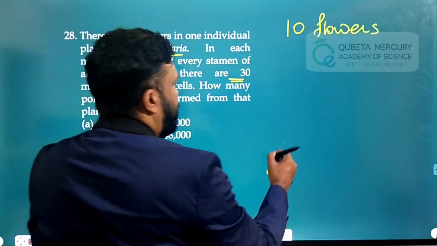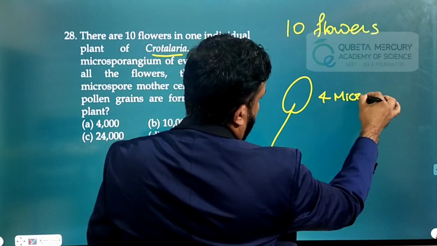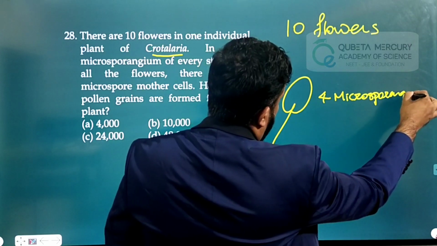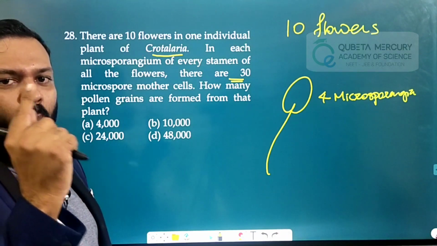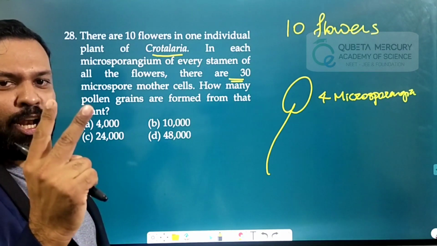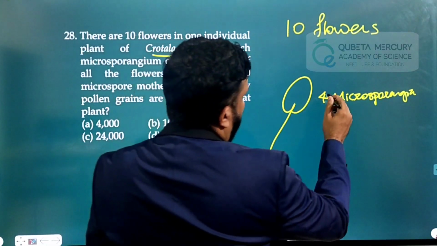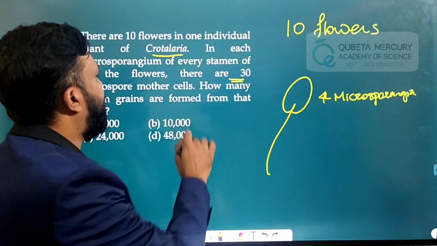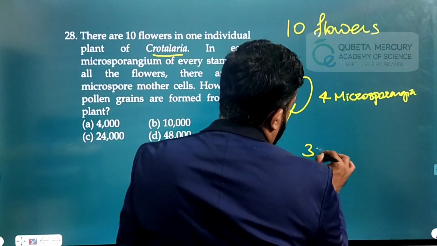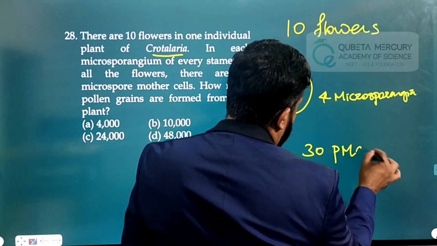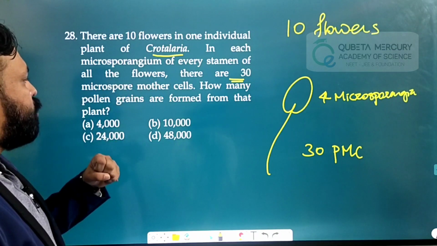You know, a typical anther shows 4 microsporangia, 1 in each theca, 2 in each lobe, thus 4 in a total anther. Each of the microsporangia is holding 30 microspore mother cells, right? So, 30 pollen mother cells, the microspore mother cells, in each of the microsporangium.